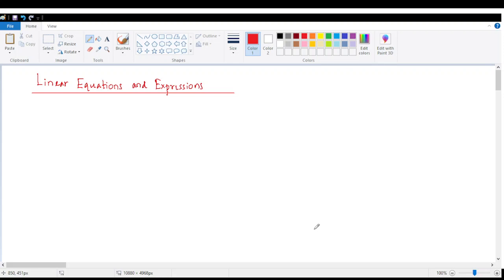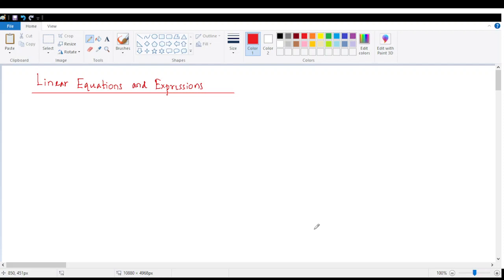We are discussing today linear equations and expressions. This is a new topic. In the last video, we discussed polynomials. You have already covered the assignments and gone through the questions. I hope you have answered all the questions. So now we are going to start another new chapter, that is linear equation and expression.